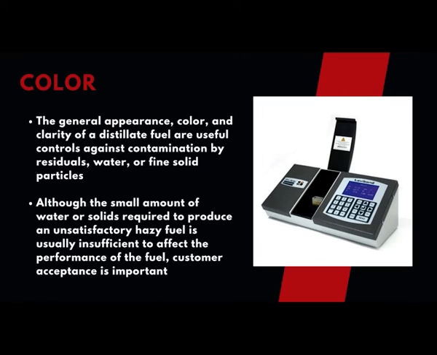Color of a product or intermediate stream. The general appearance, color and clarity of a distillate fuel are useful controls against contamination by residual. For example, if fuel oil is contaminated in diesel, then the diesel will look turbid and it will look blackish. It cannot be taken to market. Similarly, if diesel is mixed with kerosene, then the kerosene color will be yellow. So, it will not be accepted as kerosene in the market.